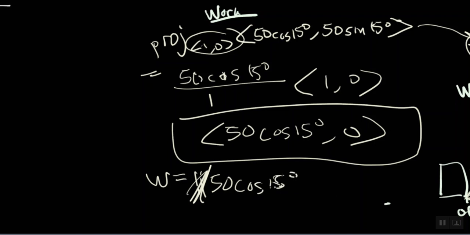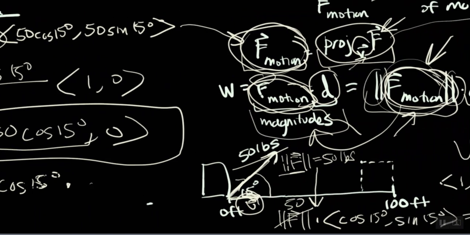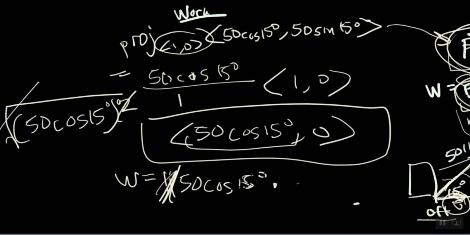And this is because if you take the norm of this vector, you get the square root of essentially 50 cosine 15 degrees squared. And guess what? The square root and squares cancel out, and you're left with the x component. And we're going to multiply by the distance traveled. In this image, the box traveled from 0 feet to 100 feet, and that's actually 100 feet.